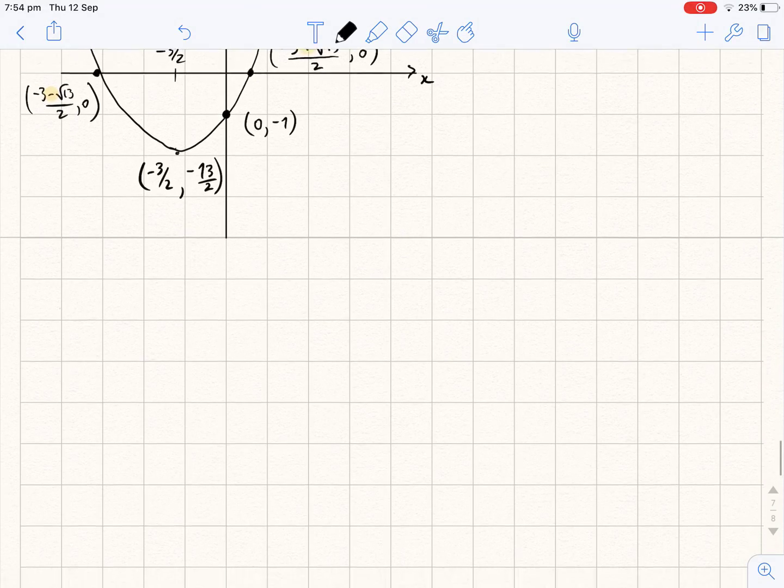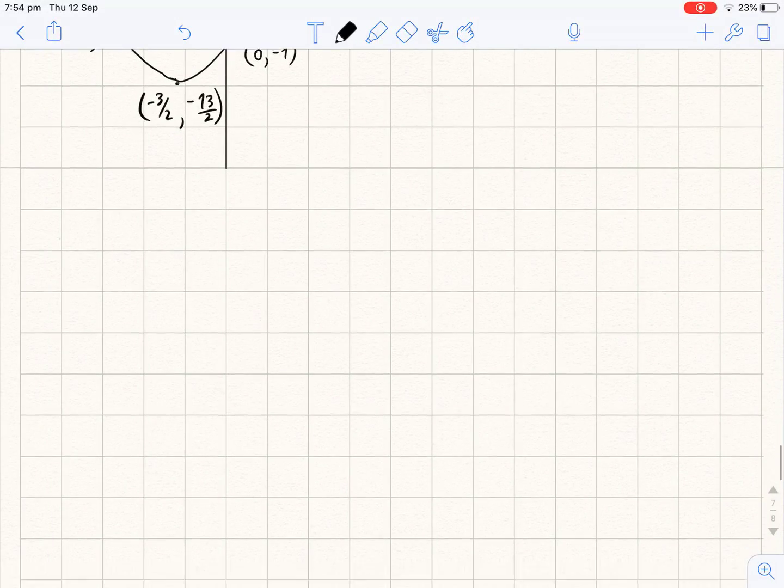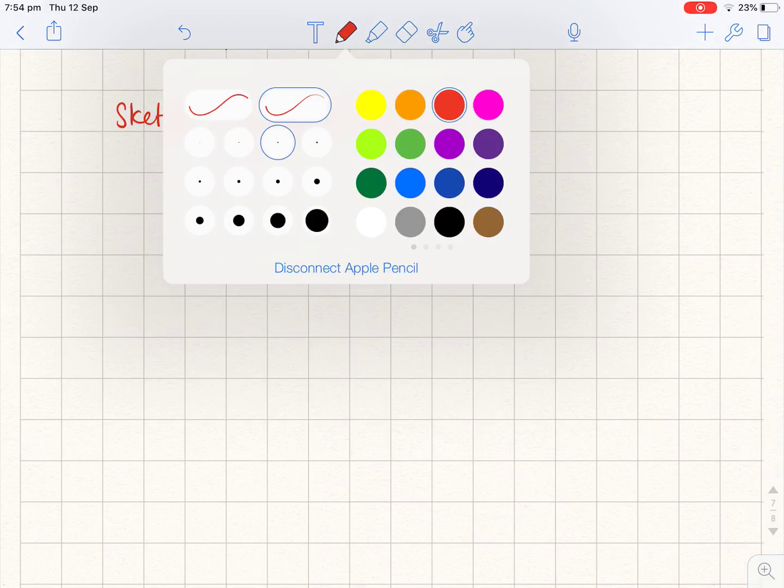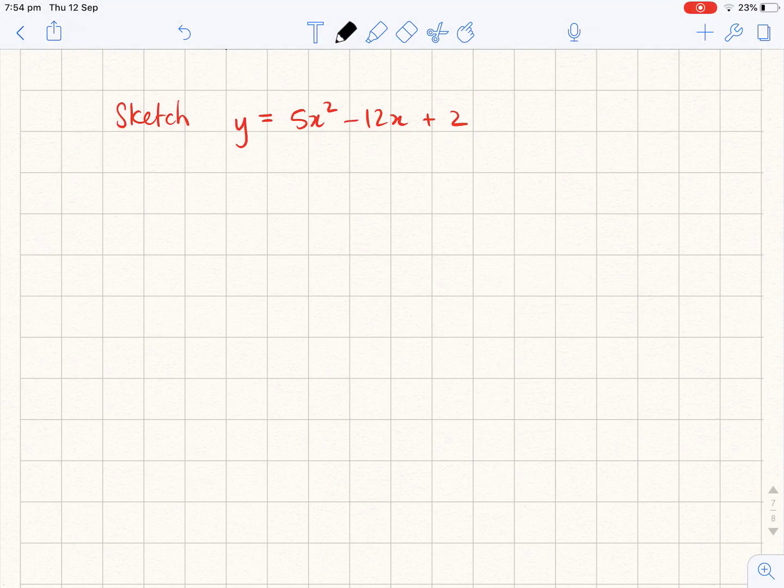Okay, let's have a look at a different one now, and we'll do a non-monic quadratic this time. So let's sketch the graph of y equals 5x squared minus 12x plus 2. The only thing that changes now is that my numbers aren't quite as small. Everything else goes the same. I like to label my A, B, and C. And don't forget, B is a negative value. That can trick some people sometimes, so don't mess that up.